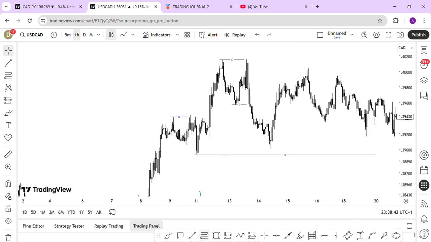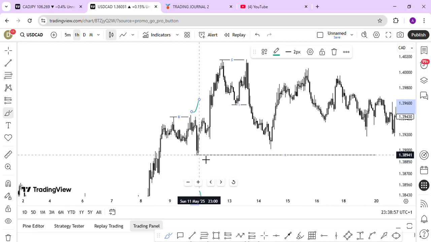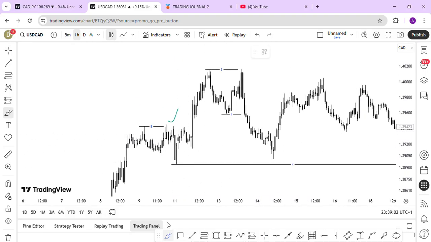So as you can see, the market broke structure here. This break of structure was confirmed after the market closed above this. This first sweep is not a break of structure until the market closes here. That's why we confirm it here. And you see, the market gives us a low here, and we have a low at this level.